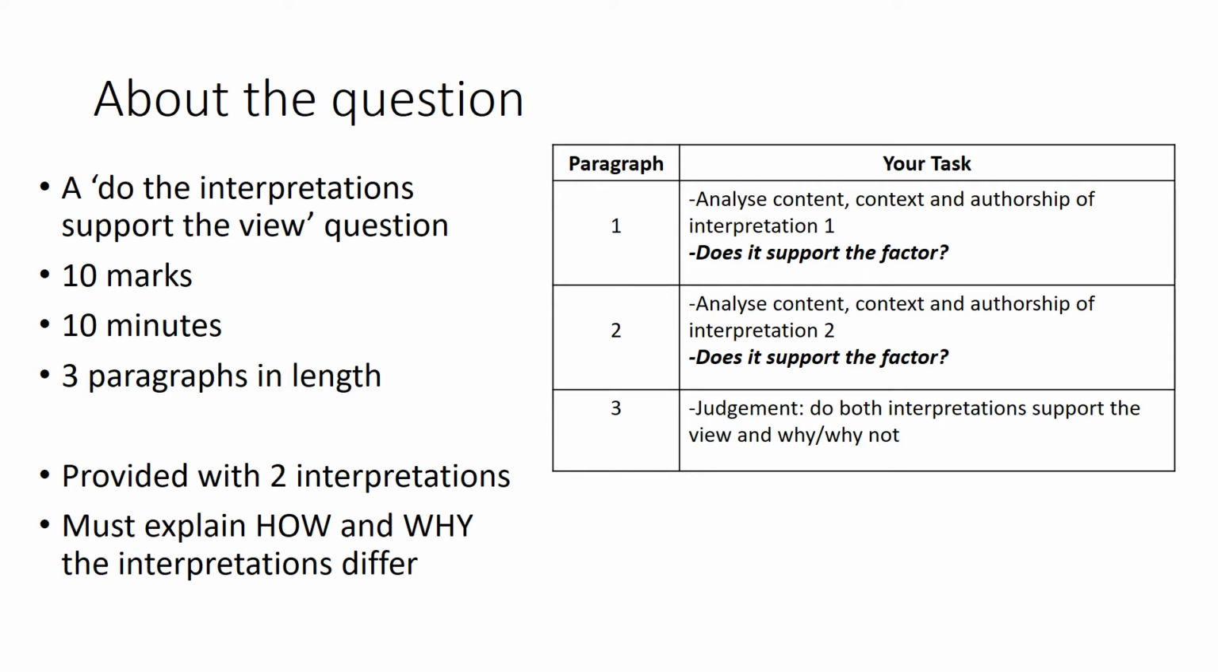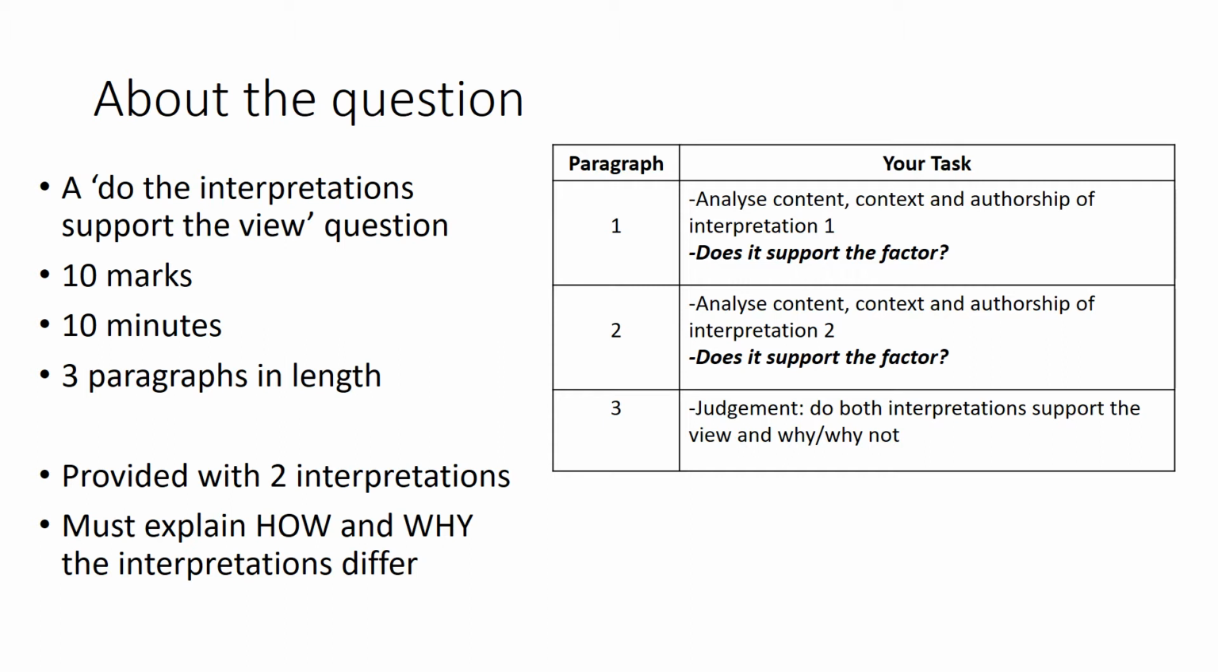So when they're given to you, they're normally from very different perspectives, maybe different countries or different sides or different ages. And that's what it wants you to do. So your rough structure is, as always, in the table on the right. In your first paragraph, you're going to be looking at content, context, and authorship of interpretation 1, and then explaining, does it support a factor?